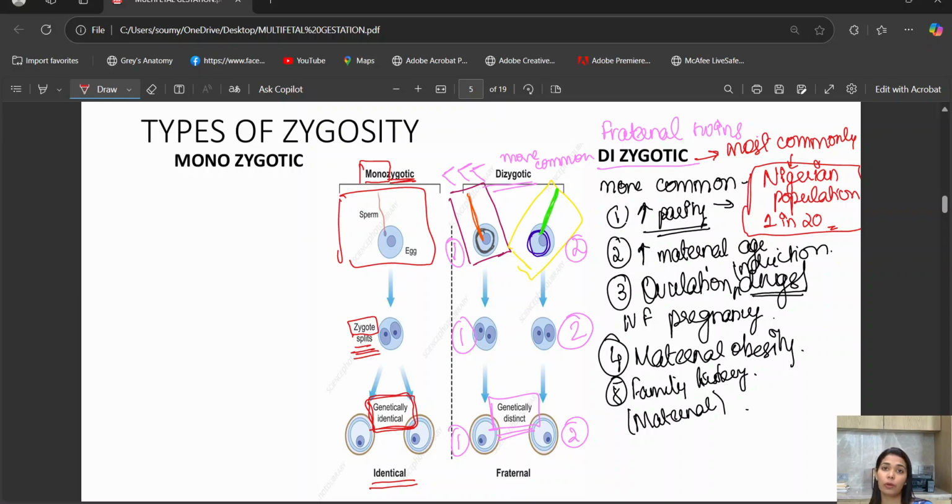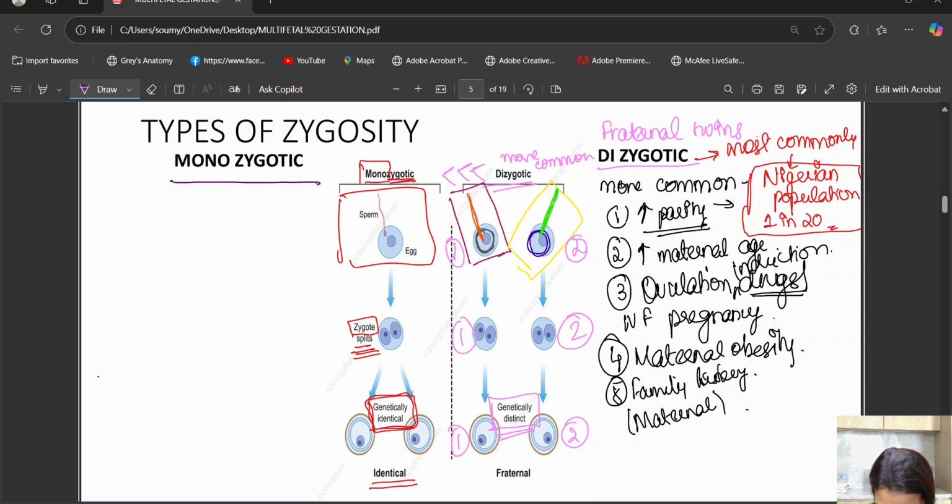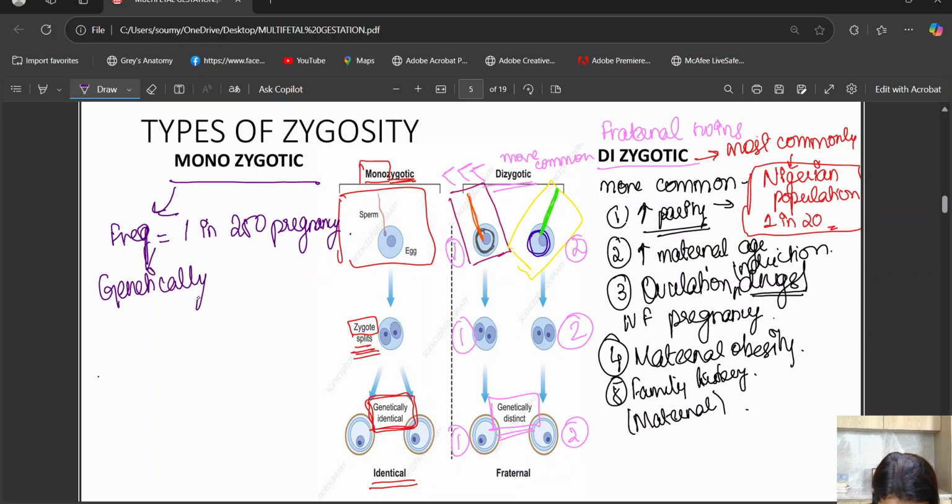Now the one thing I want you all to remember is that monozygotic twins do not follow Hellin's rule. They are rare. Identical twins are rare. Their frequency is roughly 1 in 250 pregnancies. 1 in 250 pregnancies is monozygotic twins. These are genetically identical twins.